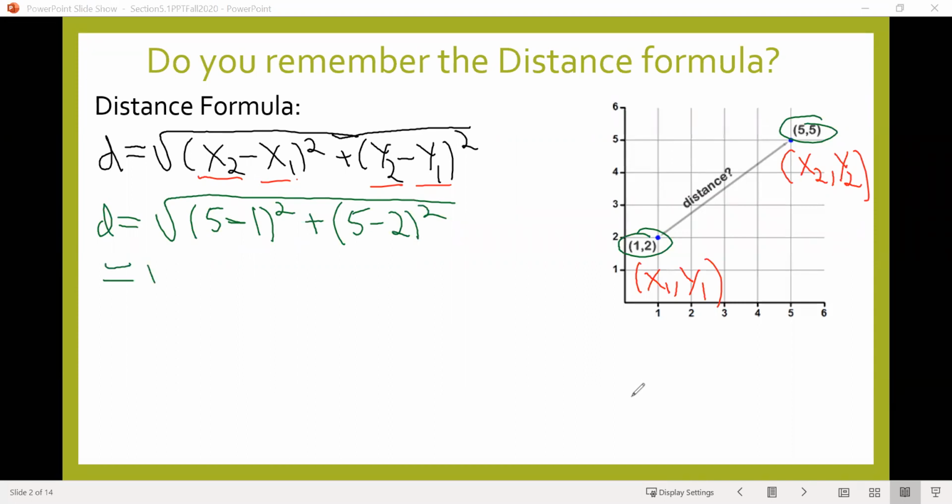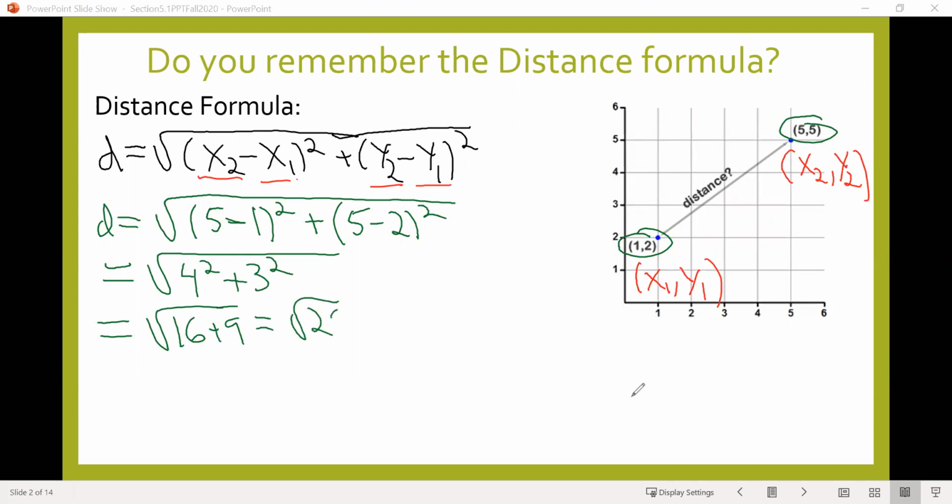Then we can go through and simplify. Our 5 minus 1 gives us 4 squared, plus our 5 minus 2 gives us 3 squared. So we have the square root of 4 squared plus 3 squared, which becomes the square root of 16 plus 9, which becomes the square root of 25. And we know that the square root of 25 is 5. So the distance between those 2 points is 5.